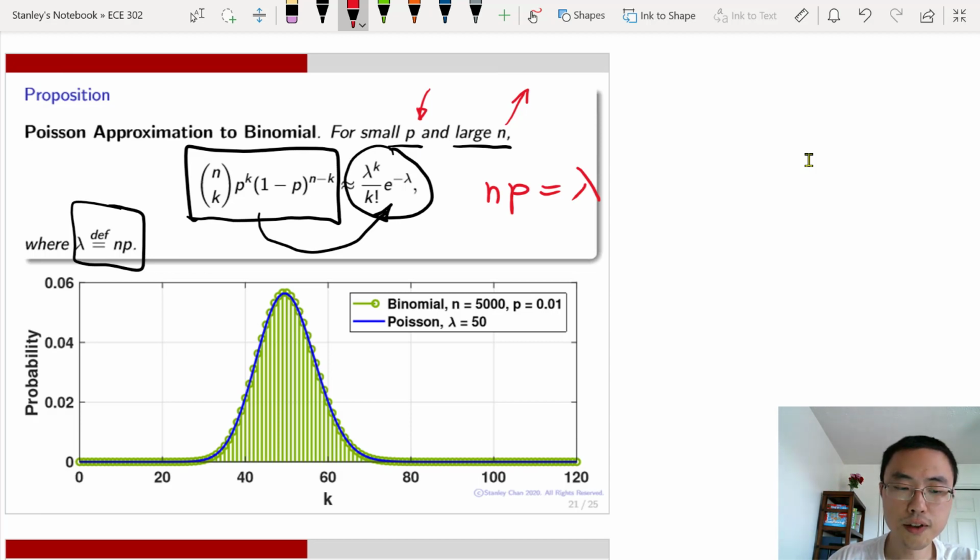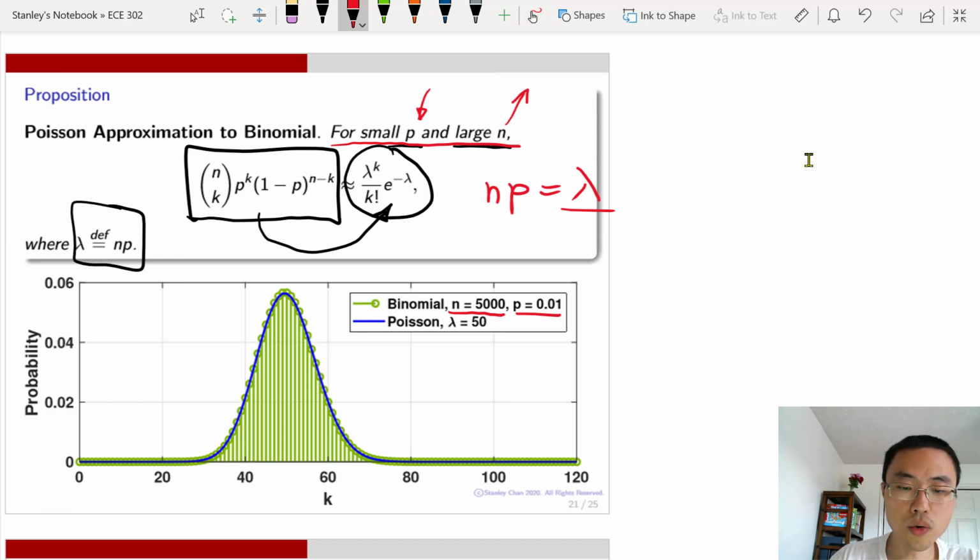If everything is satisfied, meaning that you have a small p and a large n, and you really define lambda in this way, then the binomial PMF, which is a discrete random variable, here I'm showing you all these green bars, the binomial with n equals 5,000 and p equals 0.01, can be well approximated by this blue line. The blue line is the Poisson distribution with lambda equals 50.